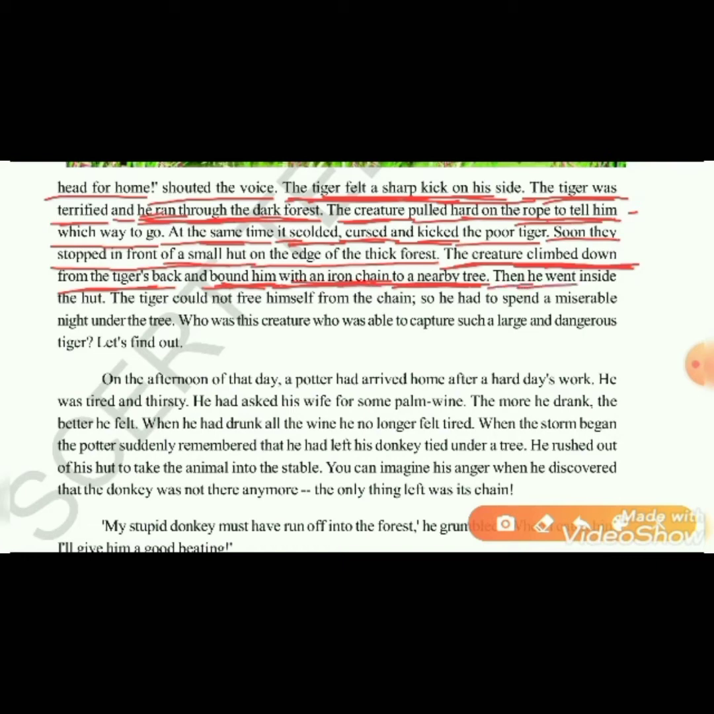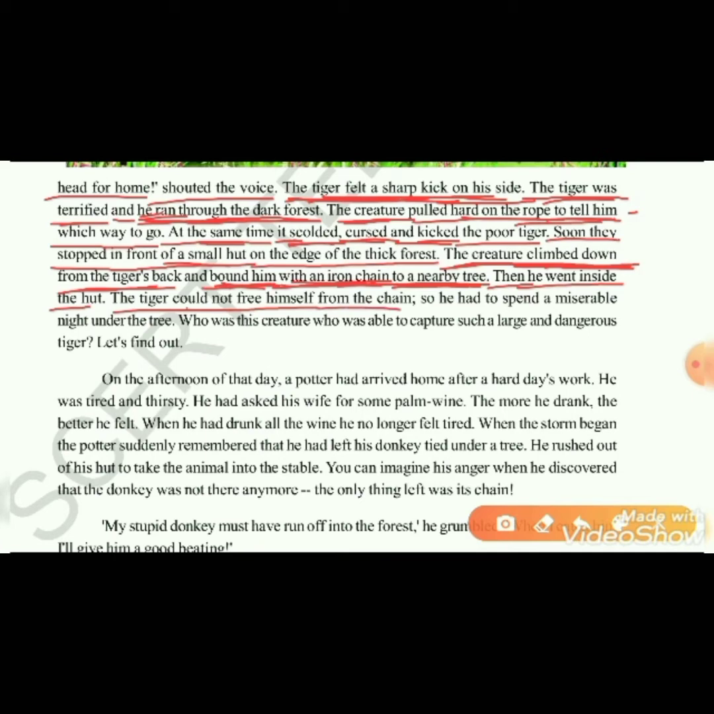So he had to spend a miserable night. What kind of night did he spend? Who? What is the meaning of he here? He means the tiger. He had a miserable night. What is the meaning of miserable night? Bad night. He had a miserable night under the tree.